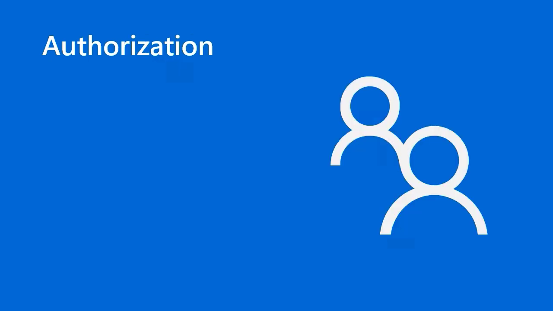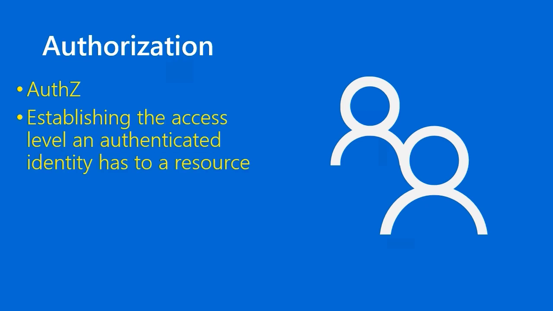Now, authorization is the bookend service in application identity. Authorization is shortened in the industry to Auth-Z. So we have Auth-N for authentication and Auth-Z for authorization. Now, here's the big difference. Authorization is establishing the access level an authenticated identity has to a resource. You see how that works?